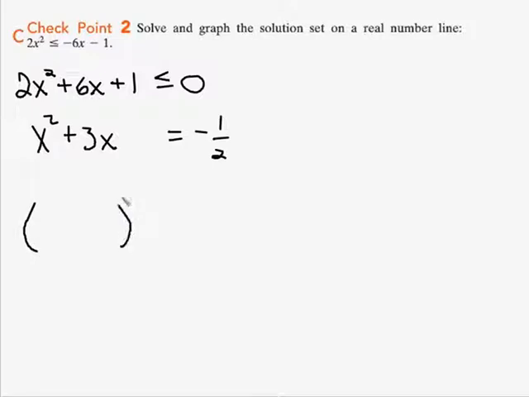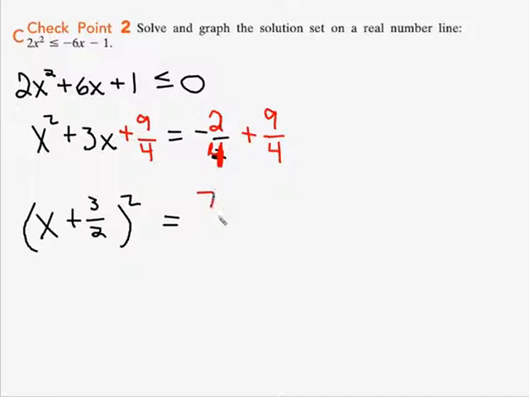And I want to set up my perfect squared binomial. Bring down the x, bring down the plus, chop 3 in half by dividing by 2. But then when I square it, I'm going to add it to both sides. So now it's going to be a 9/4, and over here, a plus 9/4. So let's make this into a fourth. 1/2 is 2/4, and that's negative. 9/4 minus 2/4 is 7/4.